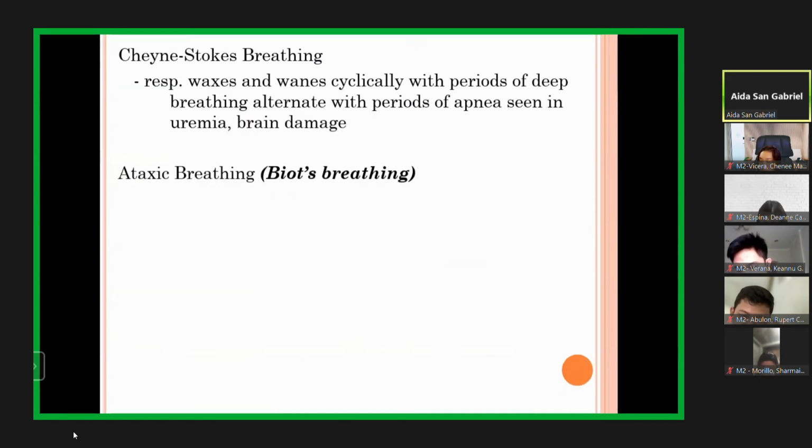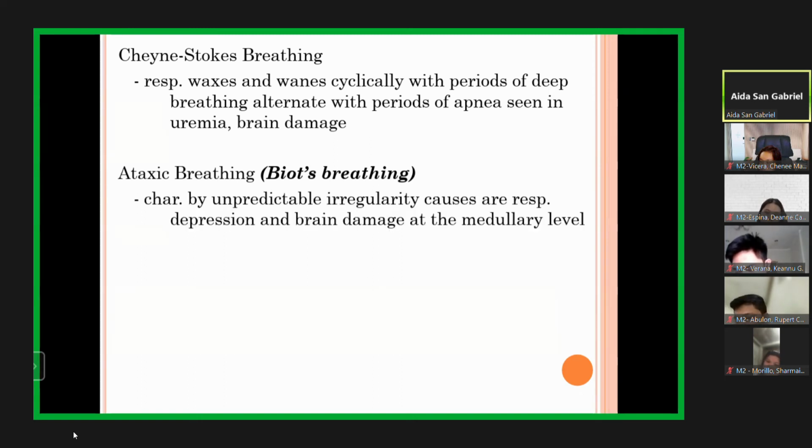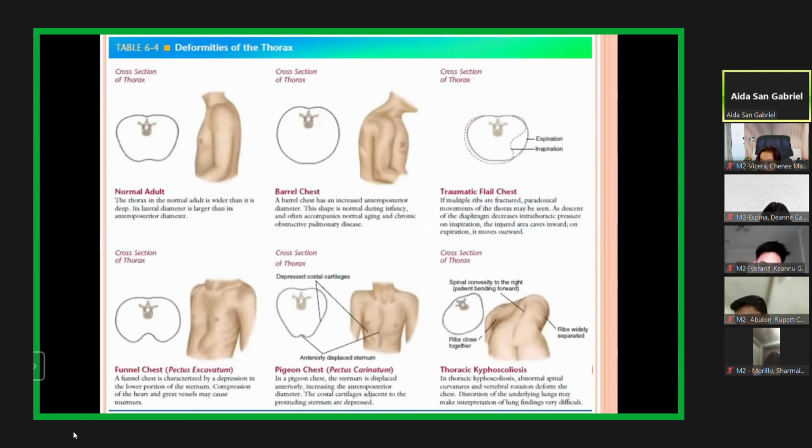Then we have the so-called Cheyne-Stokes breathing, where respiration waxes and wanes in a cycle with periods of deep breathing which alternate with periods of apnea, usually seen in patients with uremia and brain damage. Then we have ataxic breathing or Biot's breathing, characterized by unpredictable irregularity. Causes can be depression or brain damage at the medullary level.